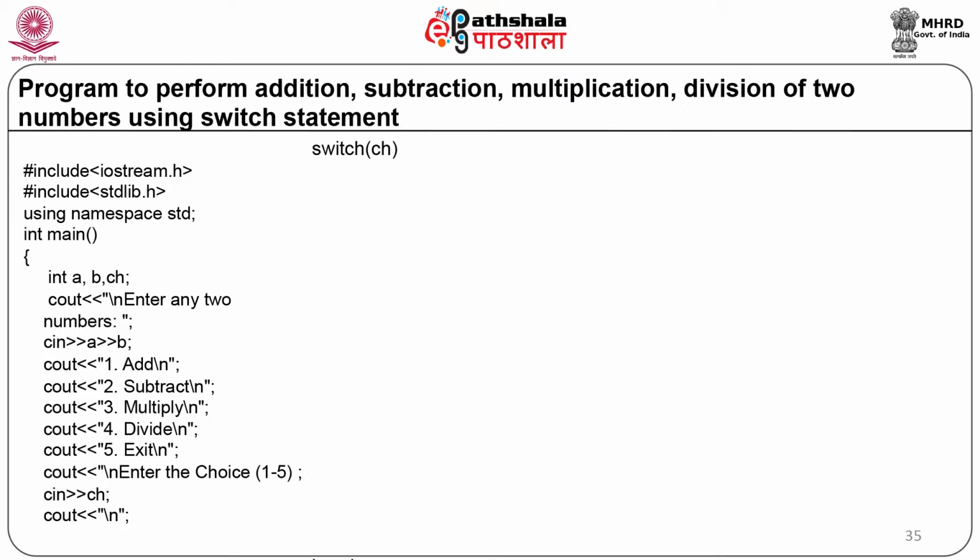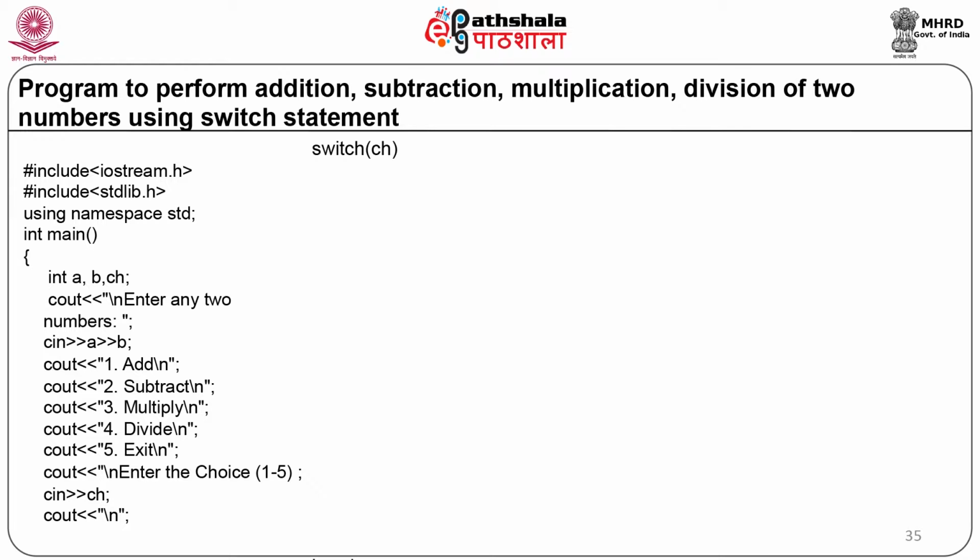Cout 1 for add, cout 2 subtract, cout 3 multiply, cout 4 divide, cout 5 exit. Now we are asking the choice from the user, cout, enter the choice between 1 to 5. We are taking the input as cin >> ch. So here the user will give the menu option between 1 to 5.